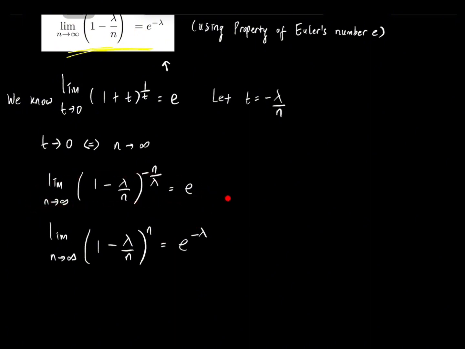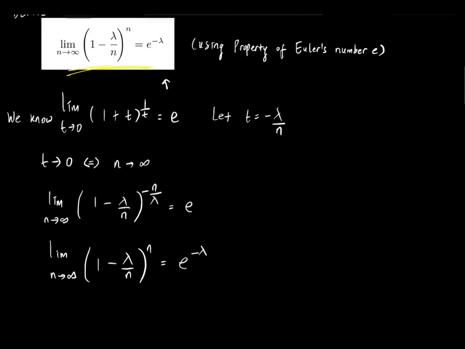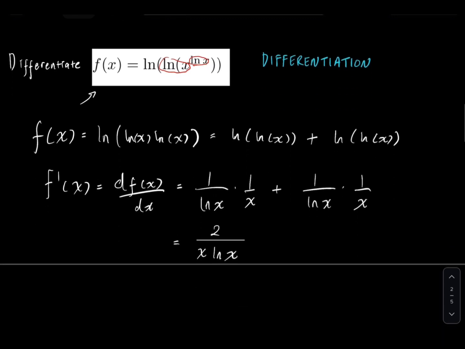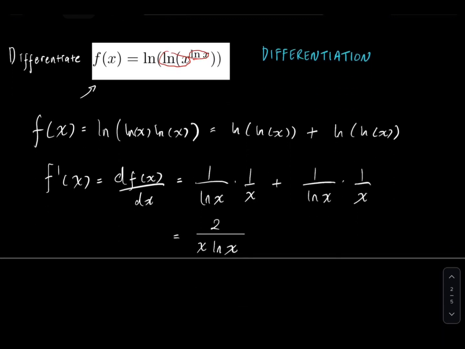So we're almost there. We're only left with one single step, which is to take both sides to the power of minus lambda to get to this form right here, which is the limit as n goes to infinity of 1 minus lambda over n to the power of n equals e to the power of minus lambda, which is the same form as this one. Now the next question is differentiation.